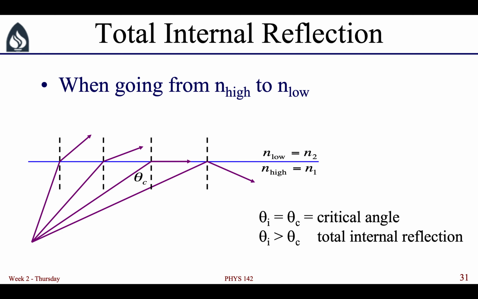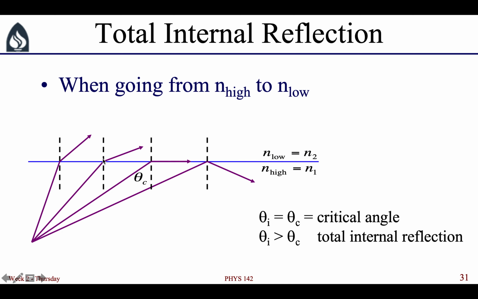Now, when you have light which is going from a high index of refraction material to a low index of refraction material, so say from water or glass to air, in that case, you can have what is called total internal reflection. So if we imagine light coming from some light source in the water and heading towards the surface of the water, so we have air up here, water here, the light will bend away from the normal when it goes from water into air.